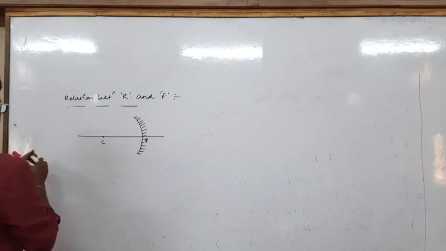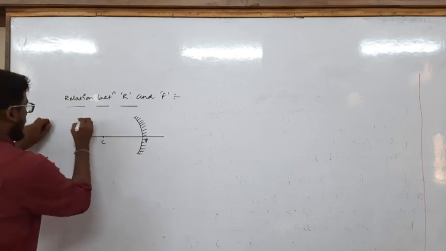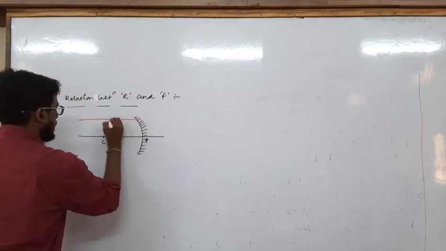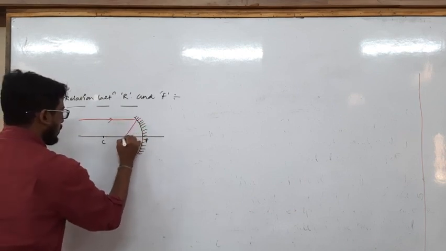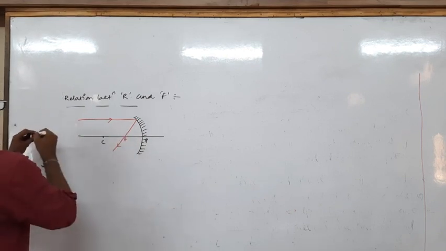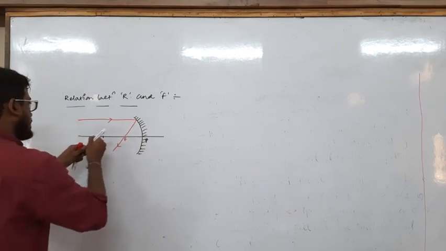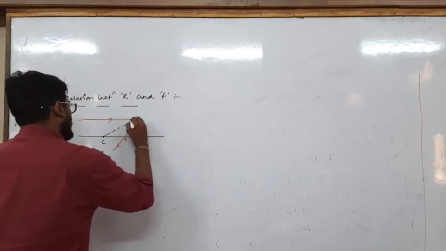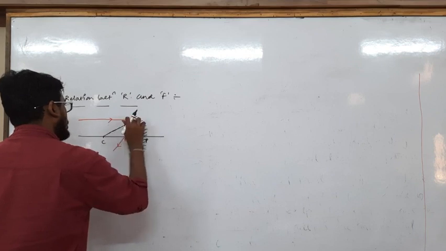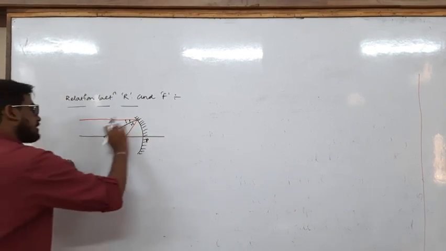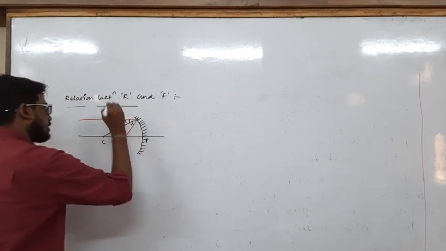Okay, so if an incident ray coming parallel to the principal axis, after reflection passes through a point, let it be F. So the normal at the point of incidence will be the same as the radius of curvature, because for this spherical mirror the radius of curvature makes an angle at this point. So this angle is i, this angle is r. Okay, and this length is the same as the radius of curvature R.